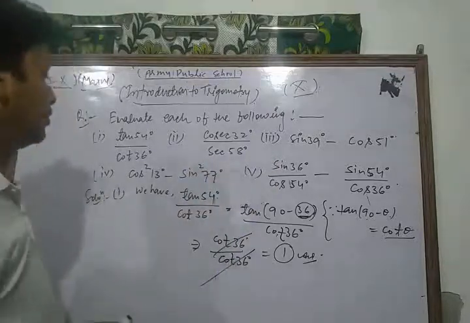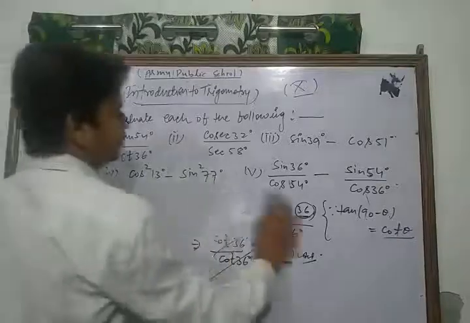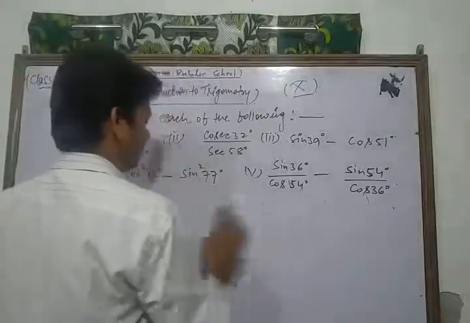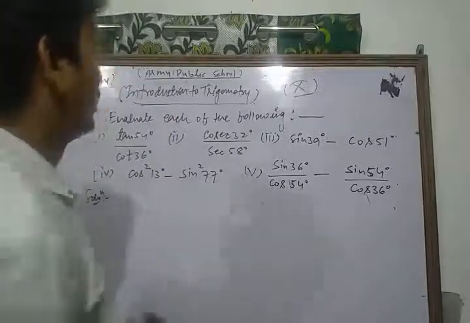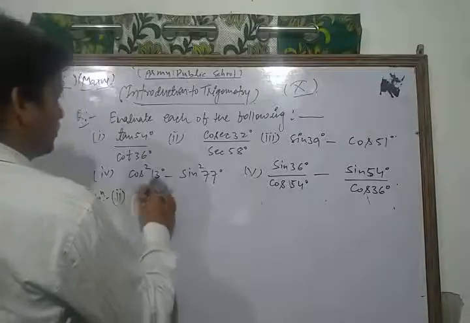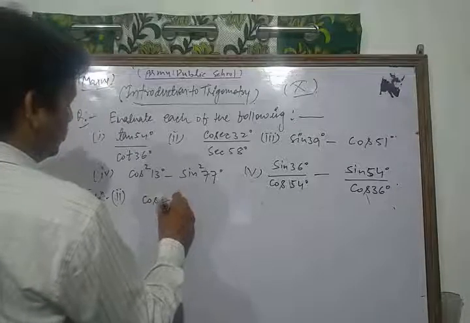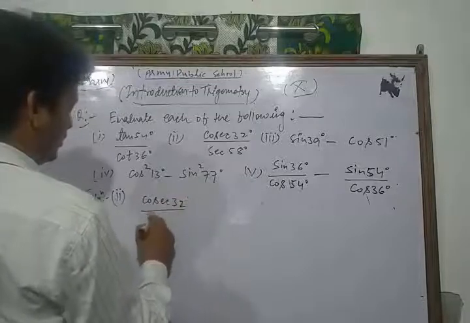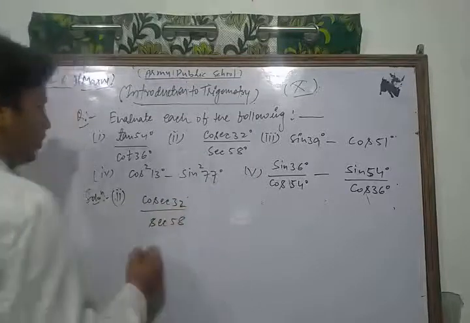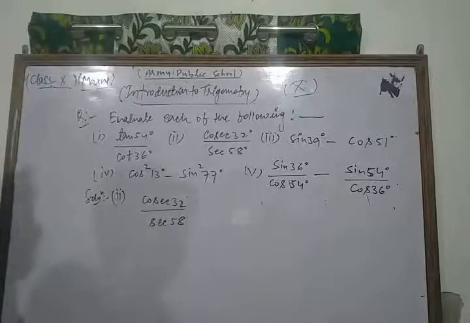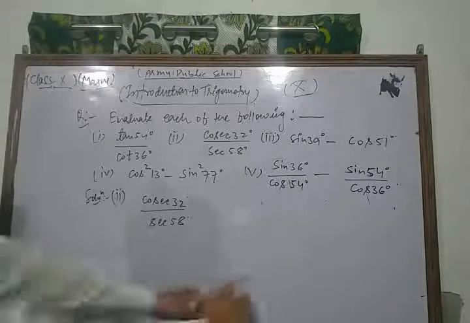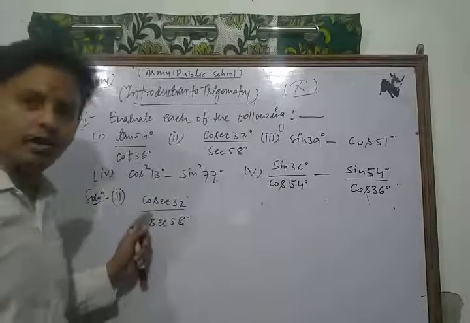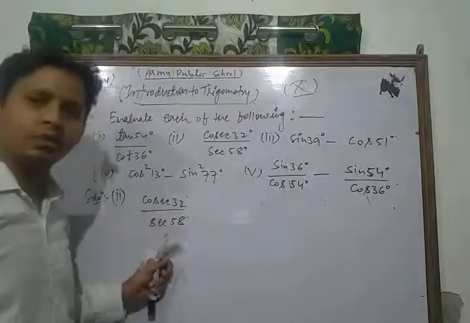Now let's take and solve the second part of that question. We apply the same concept here. We take the second part of this question, which is cosec 32 upon sec 58 degree. Here 32 and 58 are also complementary angles because their sum of measures is 90 degree. Now we can convert one of them, either cosec theta or sec theta. So we convert cosec 32.